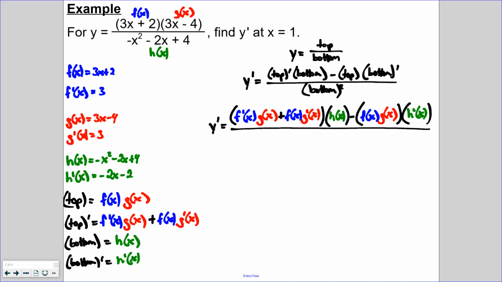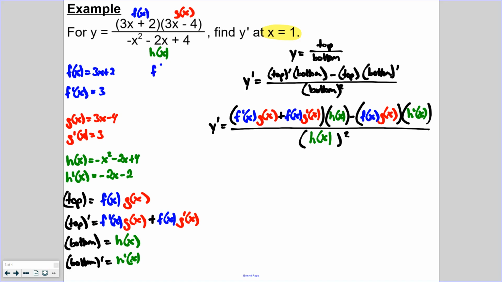And that's all going to be over the bottom, which is h of x squared. All right, so we could go ahead and substitute in all of our different expressions for f, f prime, g, g prime, h, h prime. But since we're trying to find the derivative at 1, we can just find the actual numerical values and substitute those in. So let's go ahead and find the numerical values for all of our pieces.